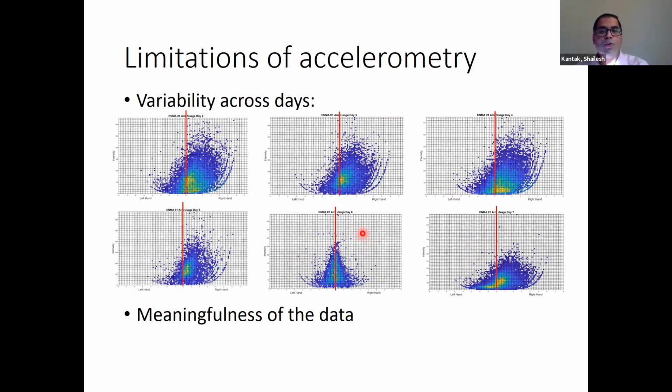Importantly, it also raises questions about what exactly these graphs represent. What activities do these graphs represent? And I think we don't have an answer to that. So probably combining this accelerometry with methods such as ecological momentary assessment might provide us more details.